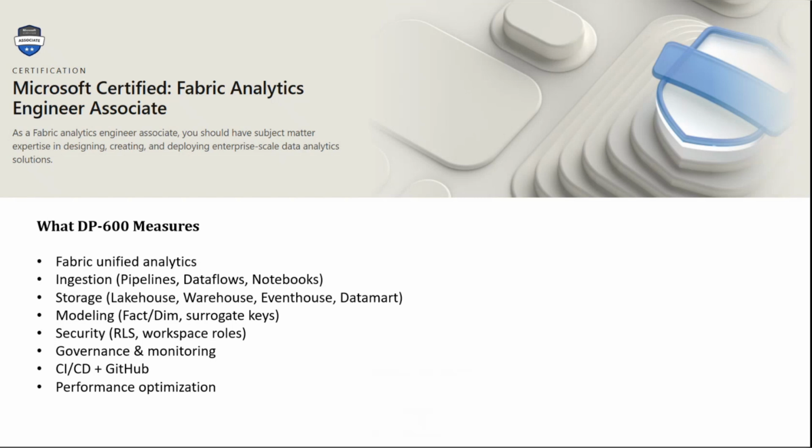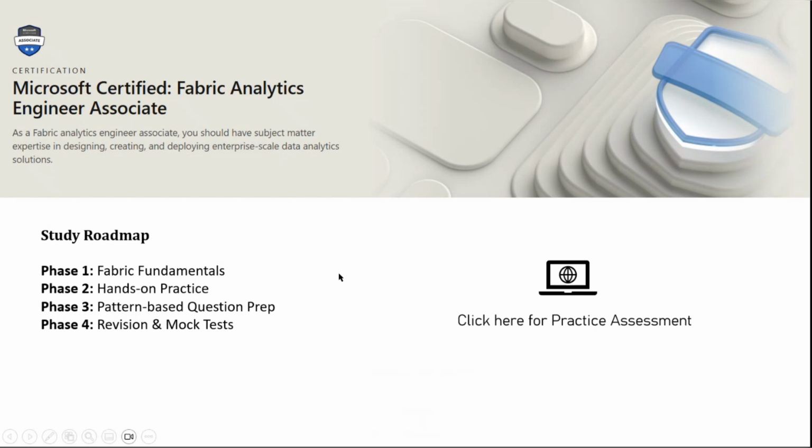So to get DP-600 certified, you have to complete these modules. You have to get knowledge of these subject areas. You have to be a subject matter expert in these areas in Fabric. So what do you have to do first? You have to study Fabric fundamentals, like all the components in Fabric, such as Data Factory, data warehouse, data science, real-time intelligence, as well as Power BI.